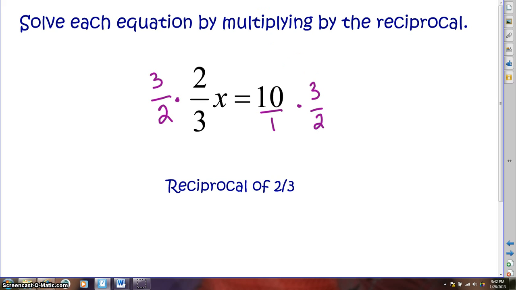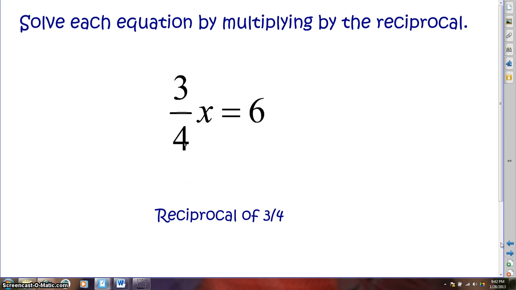And if we remember how our fractions work, over here the 3's will cancel out, and the 2's will cancel out, and that'll leave us just the x, which is what we want. We're still trying to isolate that variable. And over here, we can reduce the 10 and the 2, and we get the whole number 15.